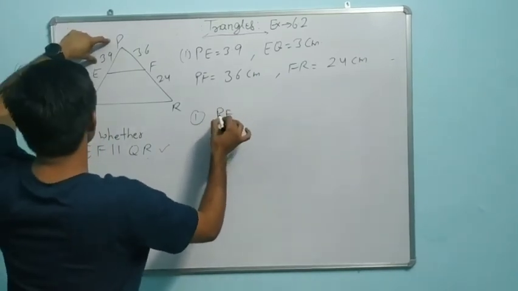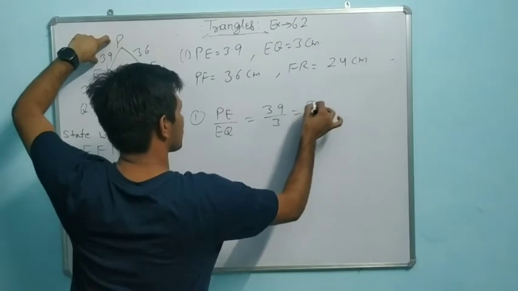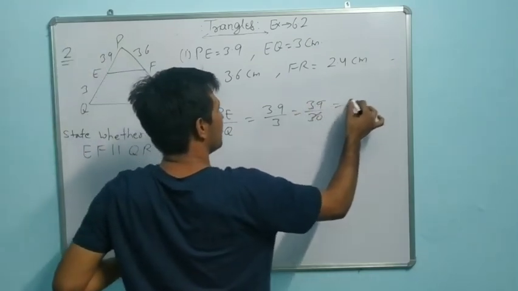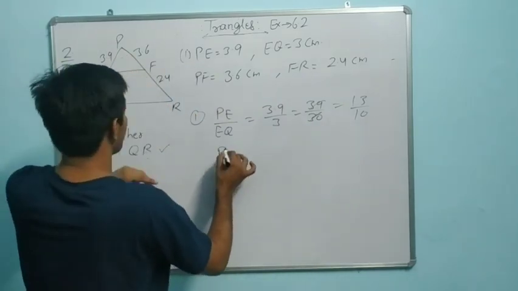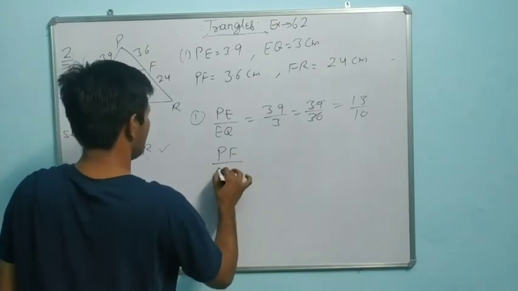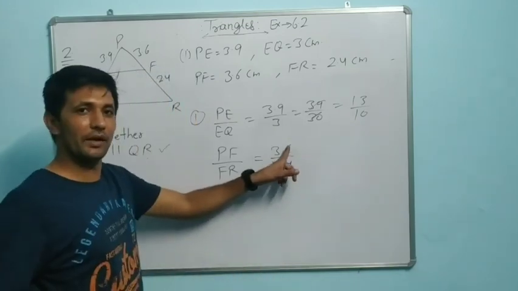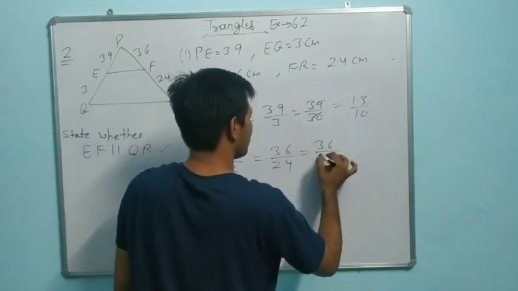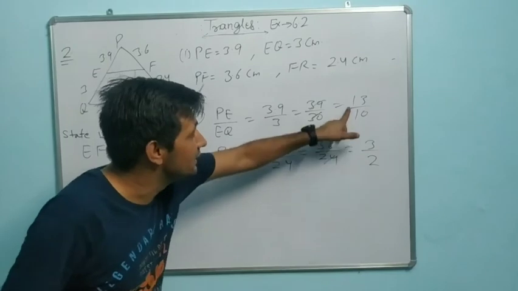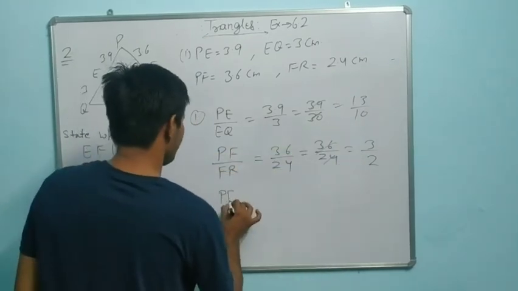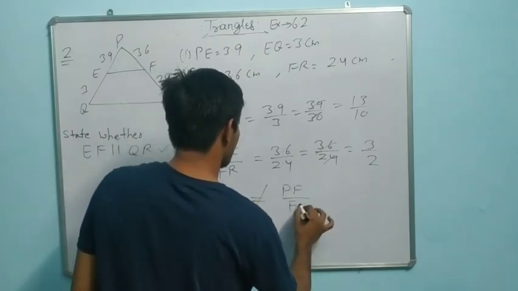PE upon EQ is 3.9 upon 3, so 39 upon 30, which comes to 13 upon 10. So the ratio is 13 upon 10. Same way we will check PF upon FR, which is 3.6 upon 2.4. One decimal in the numerator, one in the denominator, so they cancel. So it comes to 3 upon 2, 12 to the 12, 3 ja. And are these ratios equal? No. If the ratios are not equal, it means not equal. PF upon FR and PE upon EQ are not equal.